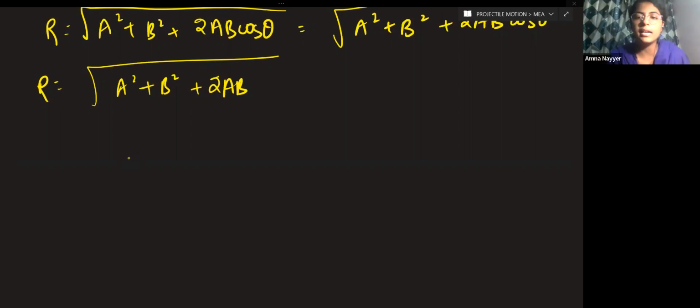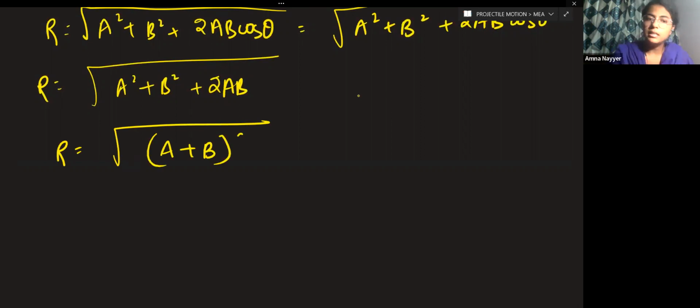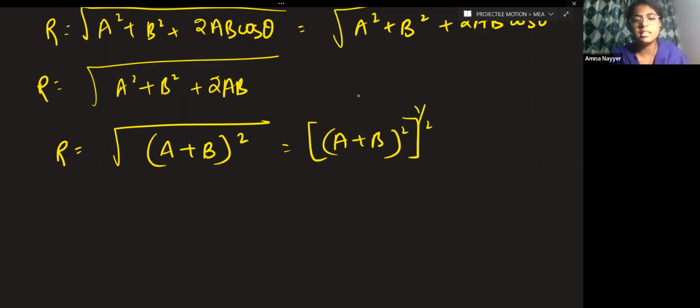Yes, both are right, Aisha and Neeram. It's A plus B whole square. So R can be written as under root A plus B whole square. This square is ultimately something to the power half, so this power half gets cancelled. Resultant is A plus B.